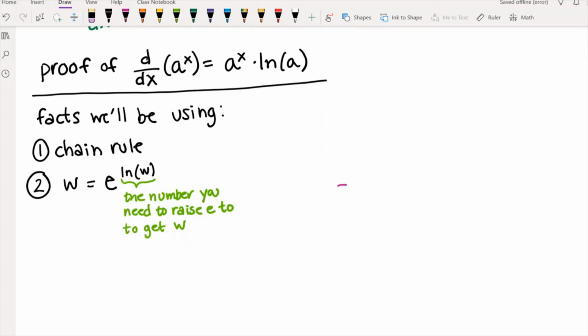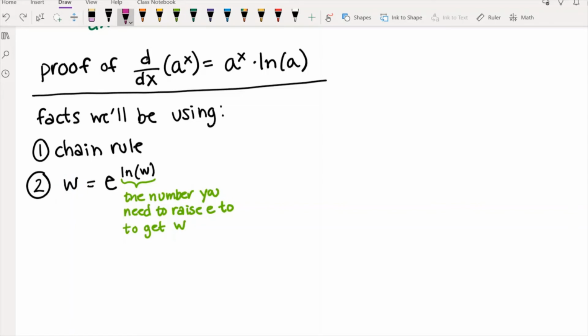So looking at this expression, we are taking ln of w and then we're taking e and raising it to ln of w. So we're taking e and we're raising it to the number you need to raise e to get w. So of course that's going to be equal to w. It's just kind of by definition.